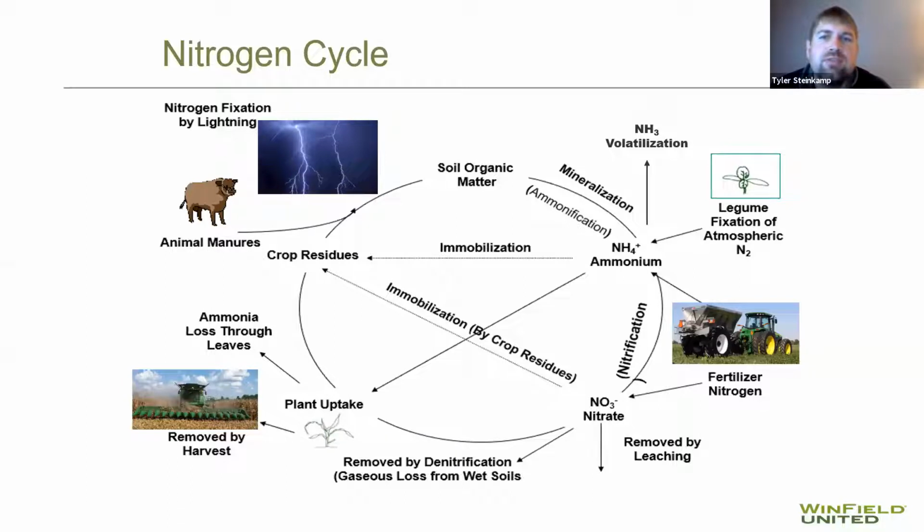Okay, there's a couple different forms that nitrogen can be in the soil. We can either have it in the ammonium form, which is a positively charged form, or the nitrate form. And there's quite a few different ways that we can lose nitrogen, and quite a few different ways we can put more nitrogen in the system.